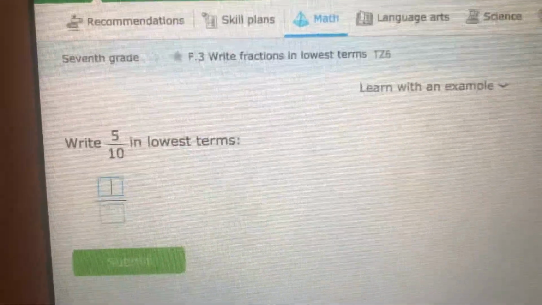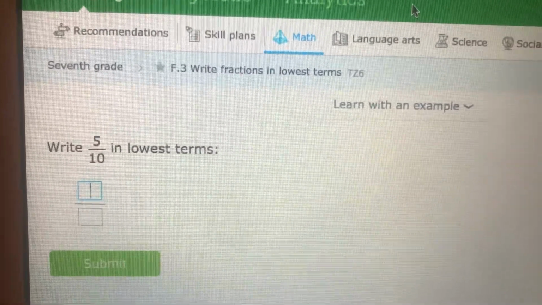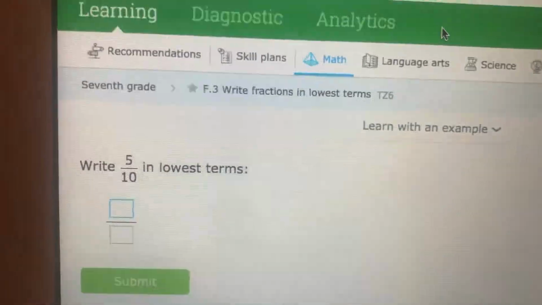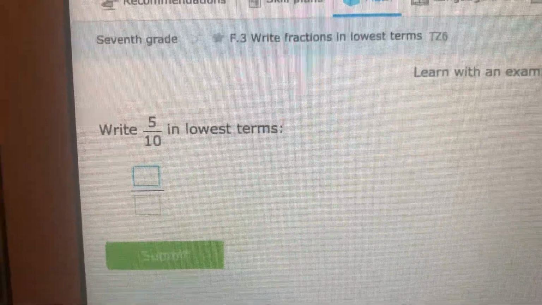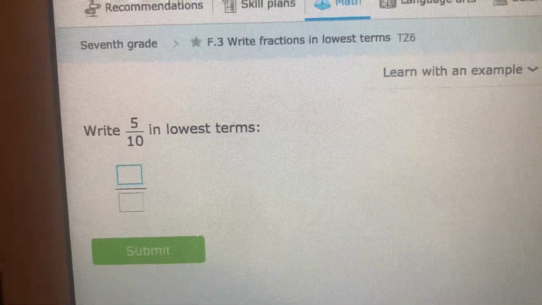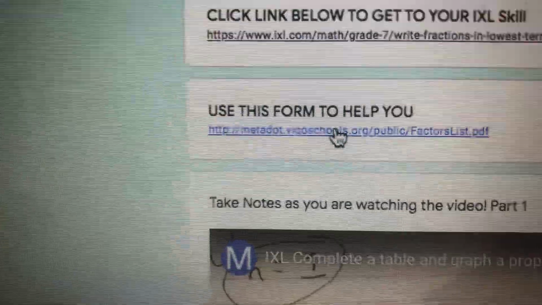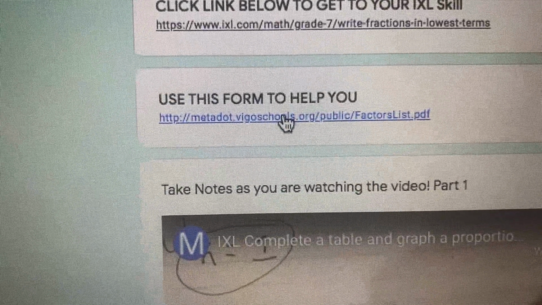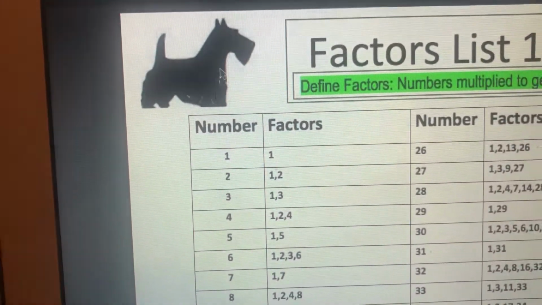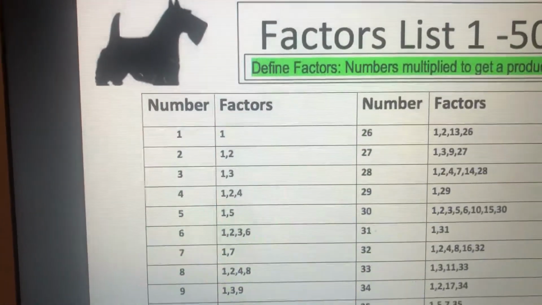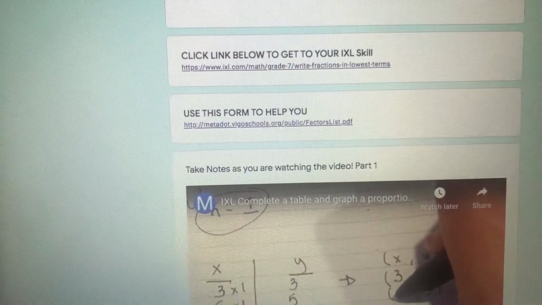Okay, so we're going to practice simplifying fractions. I noticed that a lot of you guys forgot how to do this, so I'm just going to remind you, and that's what we're going to do. Now, the other thing that you have is this link right here. This form is really important to find the greatest common factor, so I want you guys to click on that, and you'll see this cute little dog and all the factors of every number. This will be very important.